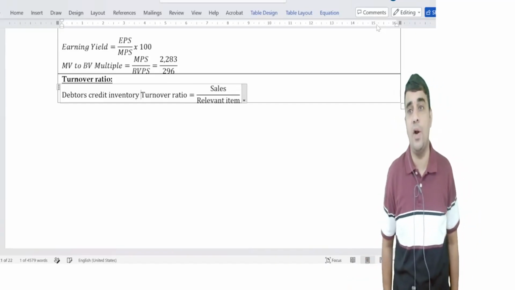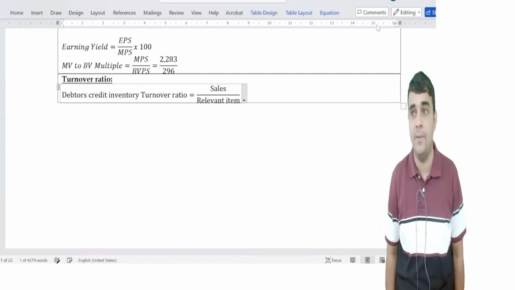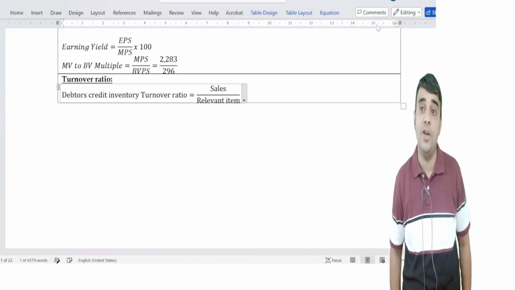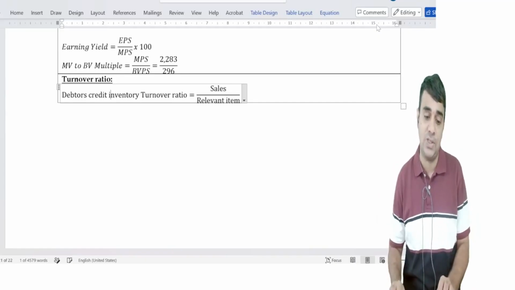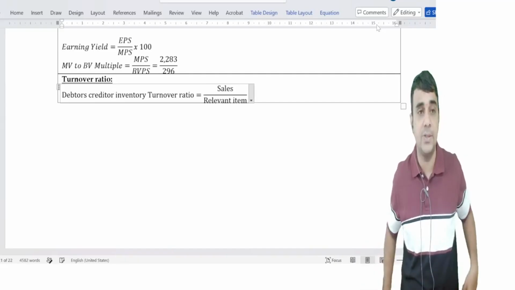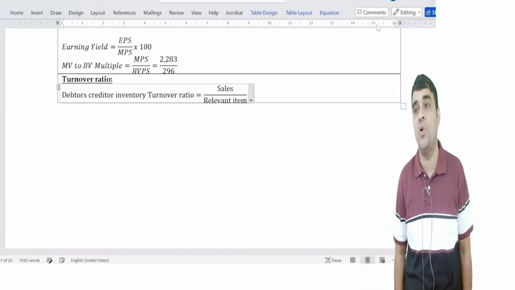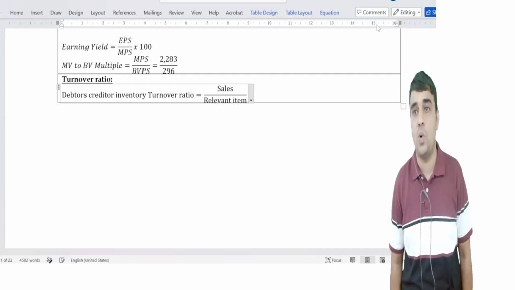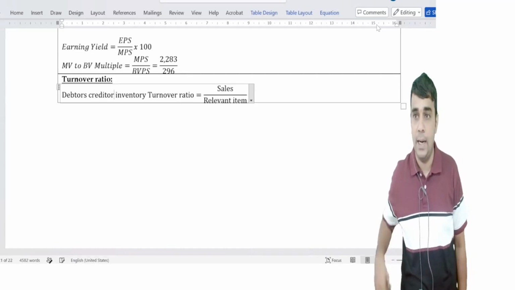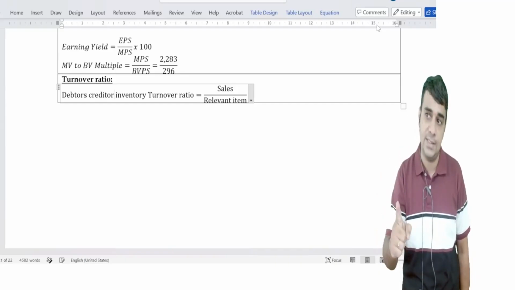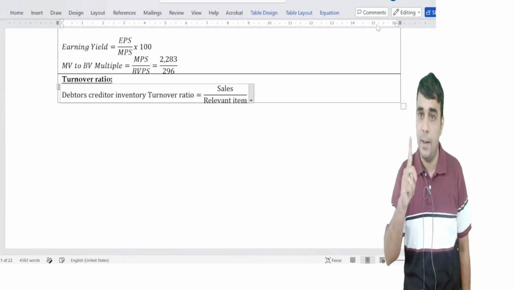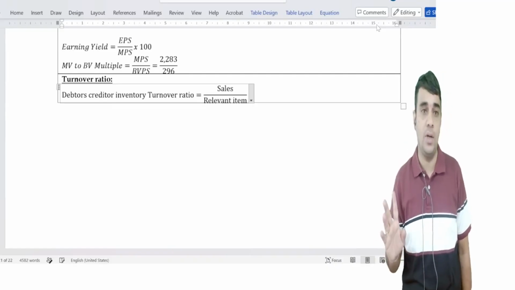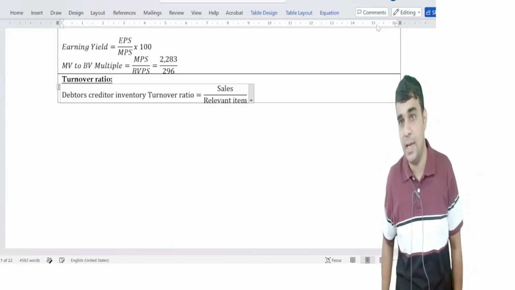Debtor will have a numerator called credit sales, not total sales. Creditor will have a numerator called credit purchases, and inventory will have a numerator called cost of goods sold, COGS. Debtor, credit sales; creditor, credit purchases; inventory, cost of goods sold. Everything else, total sale.